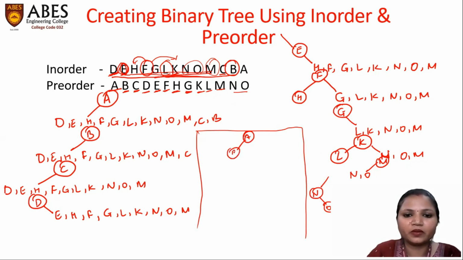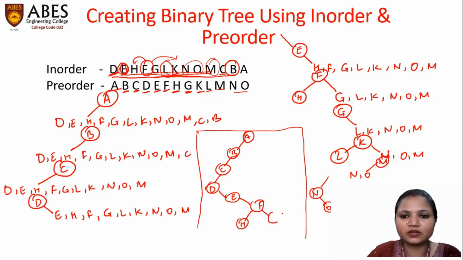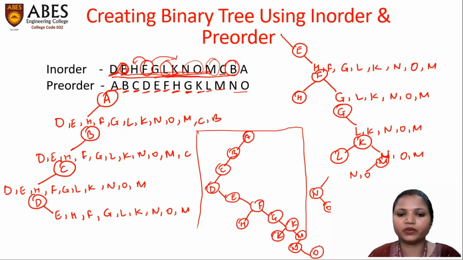A, B, C, D, E, F, H, G, then K, then L, here M, and then N and O will come here.